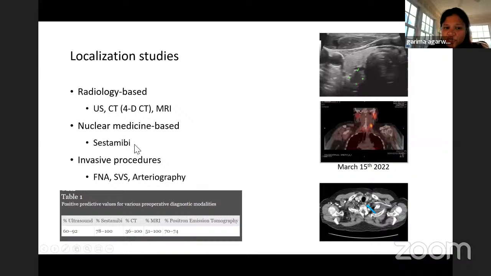Sestamibi is usually done with SPECT-CT, and this picture I just added yesterday. Very interesting case, and we can discuss that later on if we have time. This patient I actually just operated on last month. Her ultrasound was negative, or I should say the adenoma was missed. It was a pretty big adenoma, but Sestamibi was localizing this adenoma in the carotid sheath.